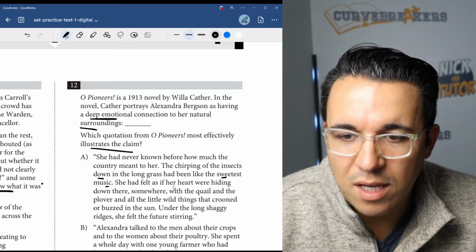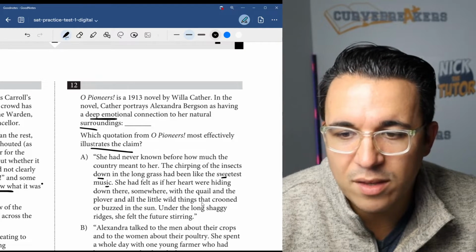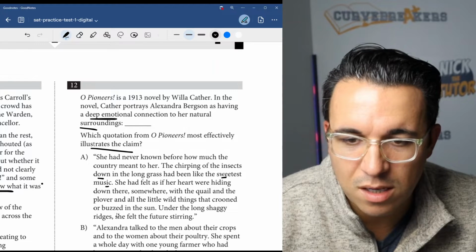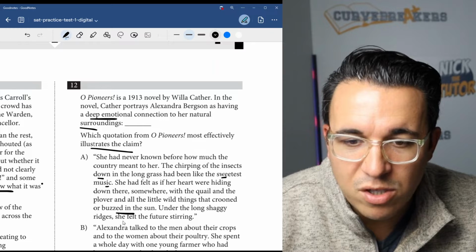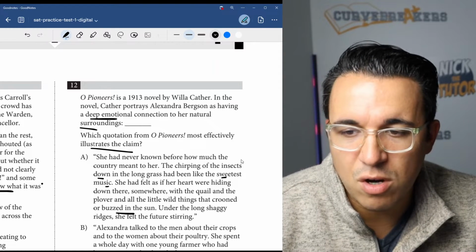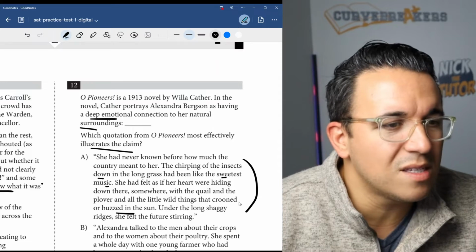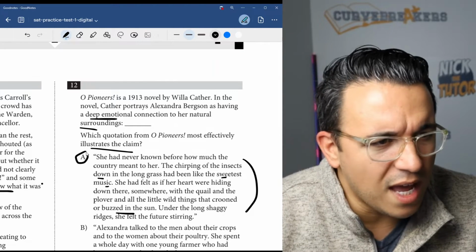"She had felt as if her heart were hiding down there somewhere with the quail and the plover and all the little wild things that crooned and buzzed in the sun." So she's really getting into it here. "Under the long shaggy ridges, she felt the future stirring." So this clearly shows a strong emotional connection with the animals, the insects, nature. So she's just really into it. So I'm going to go with choice A as the correct answer.